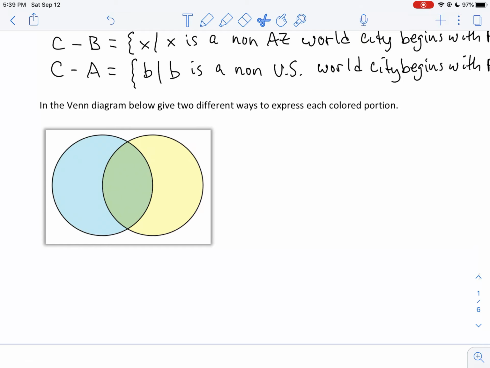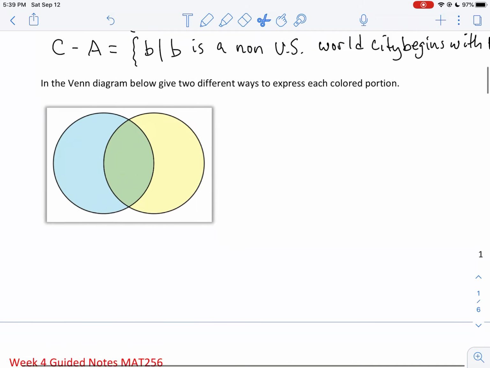We're going to give two different ways to express each colored portion. Now there's a blue, a green, and a yellow portion. Let's start with the blue. And let's give these sets some letters. Let's say set A is on the left and set B is on the right.